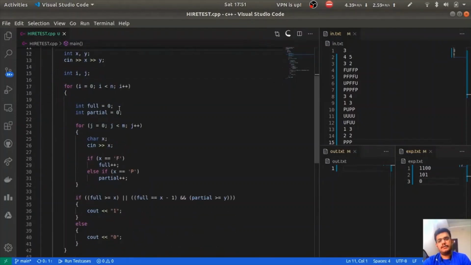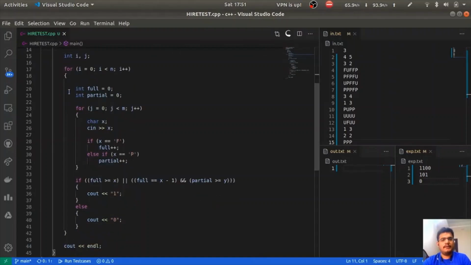Now, the main part, which is the logic of the code, comes in. When we are iterating for each of the candidates, we need to have the count for how many questions are being solved fully and partially by this candidate. So for each candidate, we have initialized two variables, the first being full and the other being partial, which will store the number of questions solved fully and partially by the ith candidate respectively. So we need to initialize these two variables as 0 for each of the candidates. So we have put these two variables inside our for loop only.